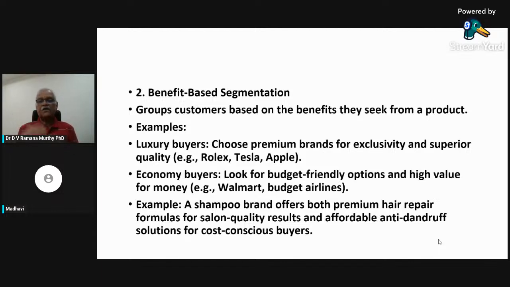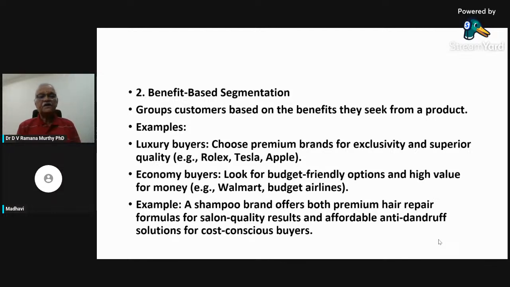Just the same, what's the difference between an Apple iPhone and a Samsung Android phone? This is luxury buying. See, what is it that you're looking at here? It is the benefits the customer wants to have from a product. So luxury buyers always choose premium brands for exclusivity and superior quality. Because of that, the prices will normally be higher.